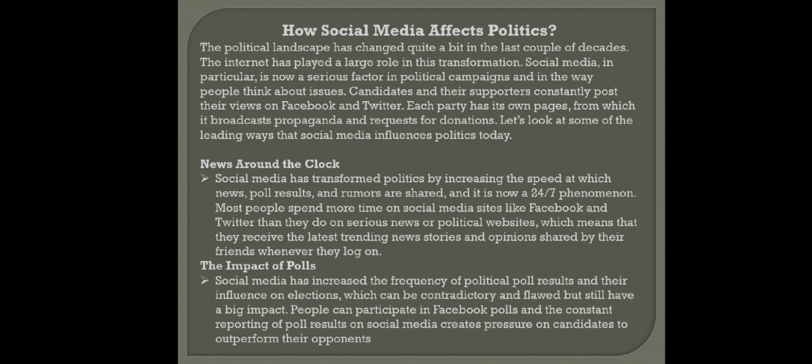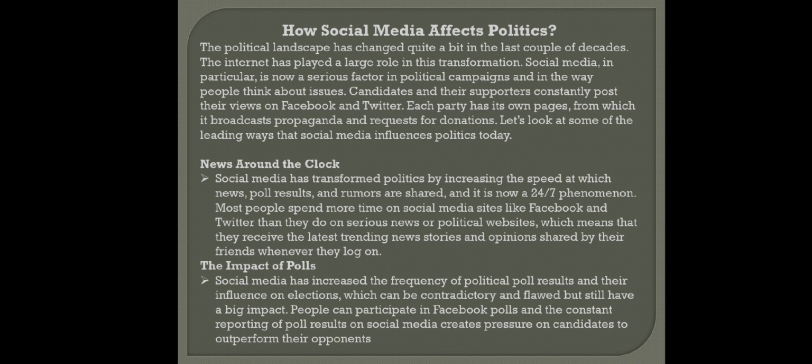How social media affects politics. The political landscape has changed quite a bit in the last couple of decades. The internet has played a large role in that transformation. Social media, in particular, is now a serious factor in political campaigns and in the way people think about the issues.